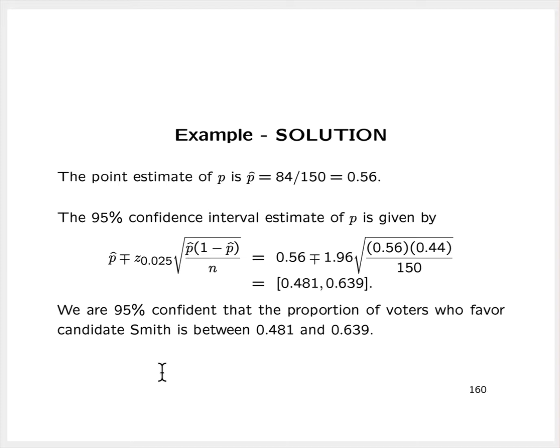And so to interpret this, we would say that we are 95% confident that the proportion of voters who favor candidate Smith is somewhere between 0.481 and 0.639. If we wanted to convert this to percentages, we could. We could say that our point estimate for the percentage of voters that favor candidate Smith is 56%, and that we're 95% confident that the percentage of voters who favor candidate Smith is somewhere between 48.1% and 63.9%.